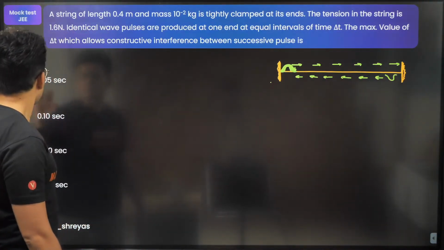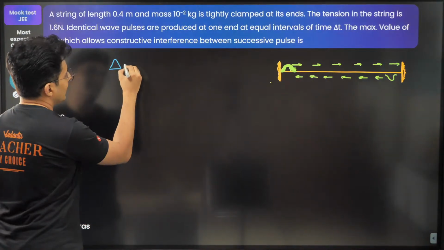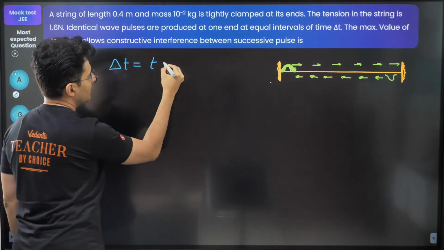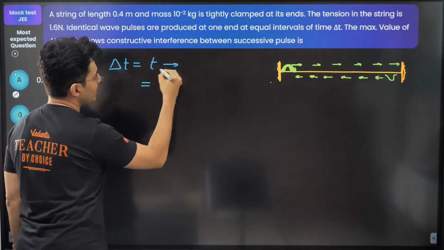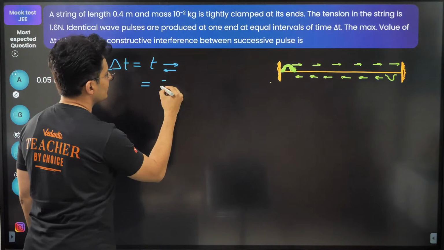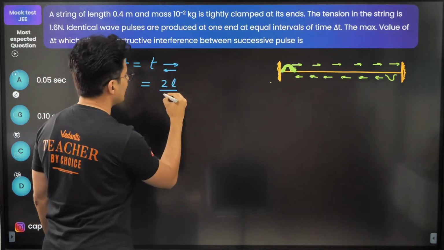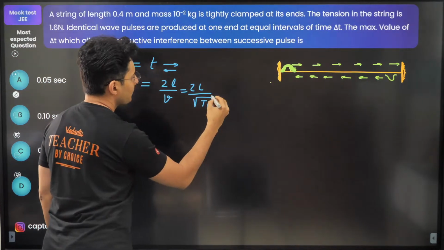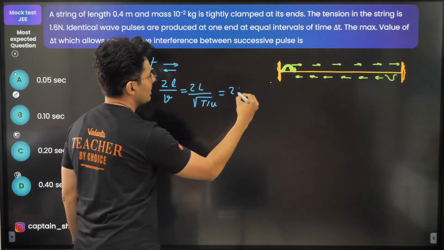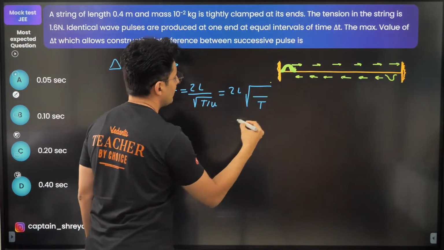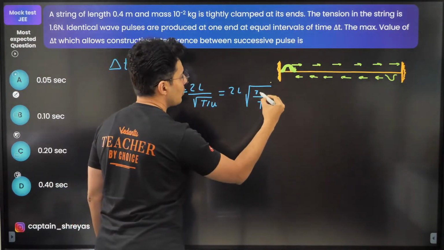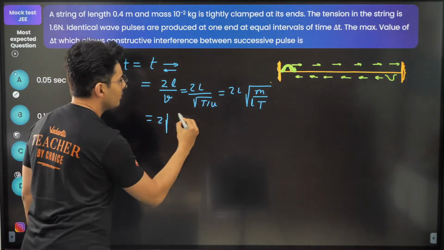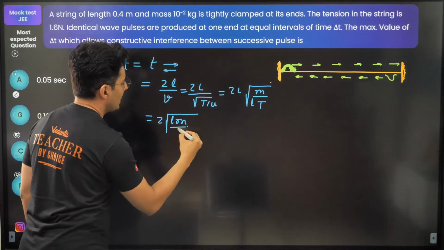Okay, so how to do this now? Basically the time interval is the time taken to go there and come back. So time is distance by speed. Distance is 2 times the length. Speed is v. Now v is nothing but root of tension by mu. Mu goes on the top, so it will become root of 2L. Tension is below. Mu is mass per unit length, so m by L will come over here. Now root L will cancel, so it will become root of L m by the tension.